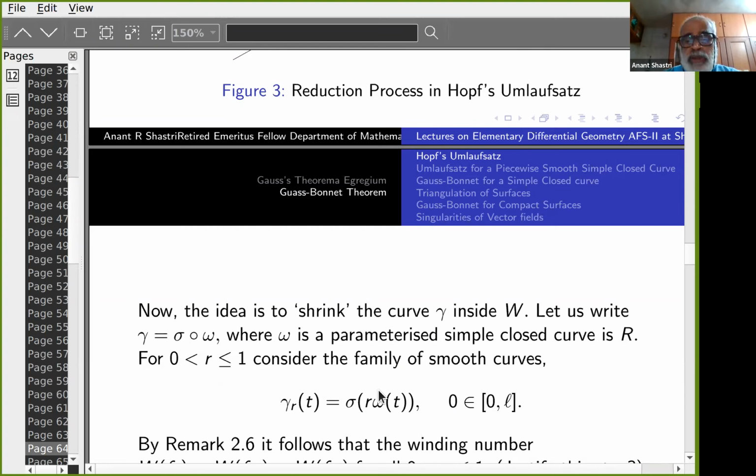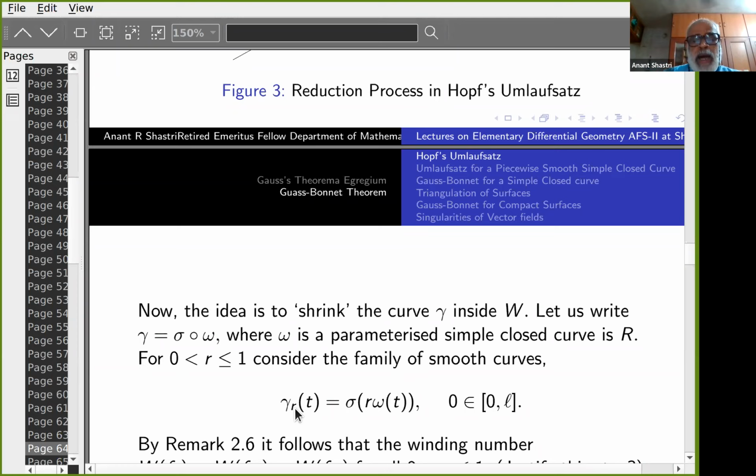So now we have to do it in the plane. In the plane, I want to shrink this omega. The point is that we will do it by shrinking, which means what now? Homotopy. Why are we allowed to do homotopy? Because we have proved that the winding number is independent of the homotopy class. The degree is independent of the homotopy class. That's why we can do that. Okay, that is the whole idea.